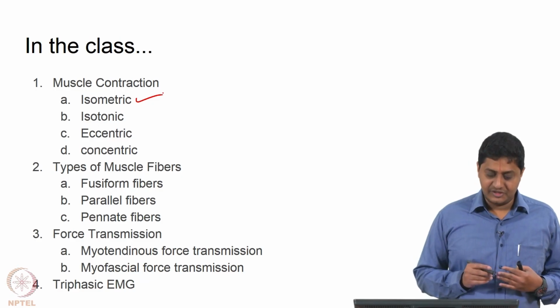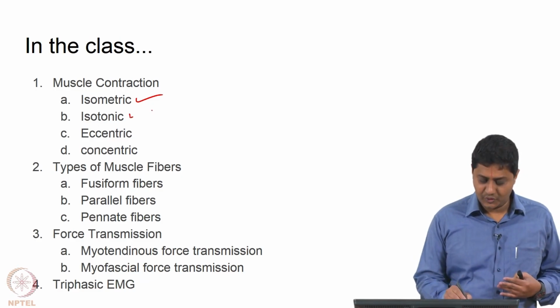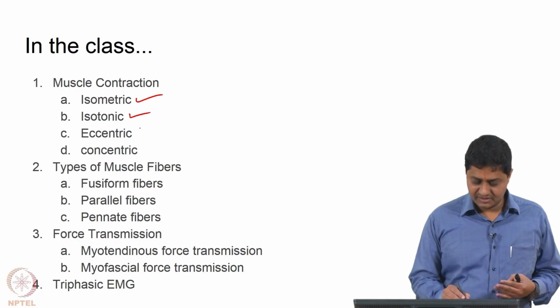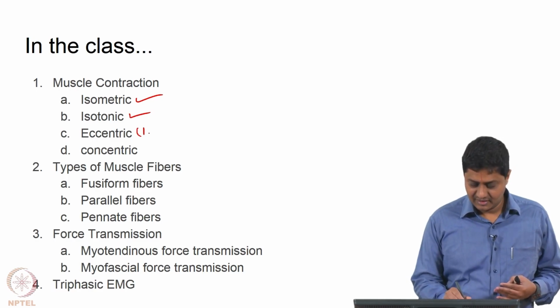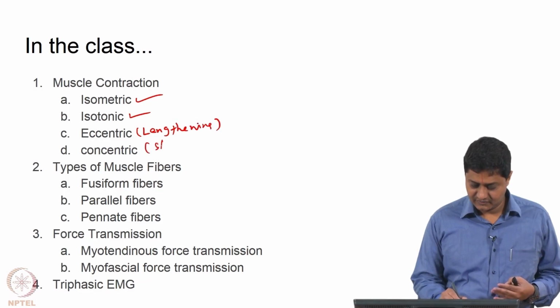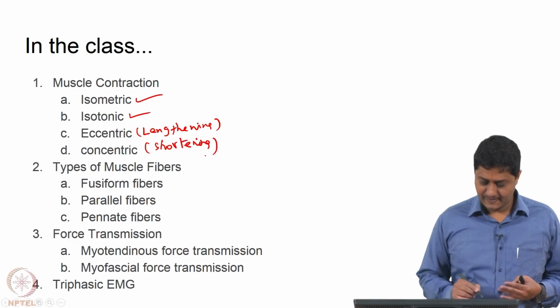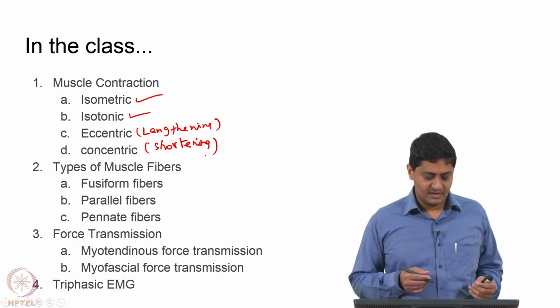force production or isometric contraction, isotonic, eccentric or what are called lengthening contractions, and concentric contractions or what are called shortening contractions. They are related to each other.